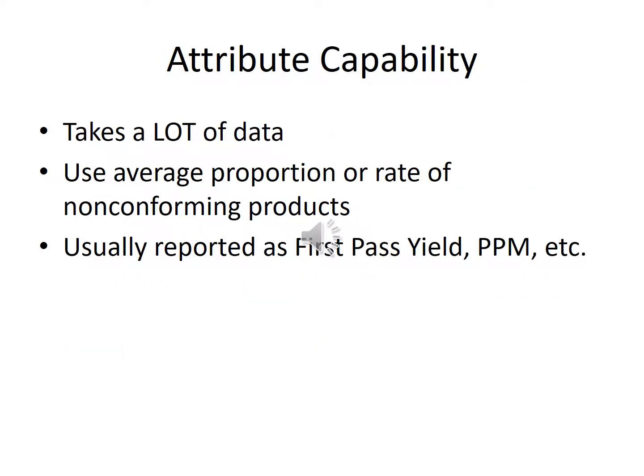Attribute capability, it's possible to do this, but you've got to take a lot of data because you're using proportions or the rate of non-conforming pieces. So this is like first pass yield, ppm, etc. So what you've got is discrete data, go/no-go, that type of thing, and you're trying to figure out the attribute. And so what you're going to do is measure it by proportions. It takes a lot of data.